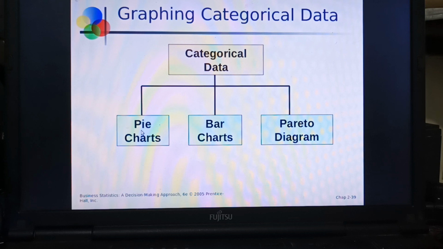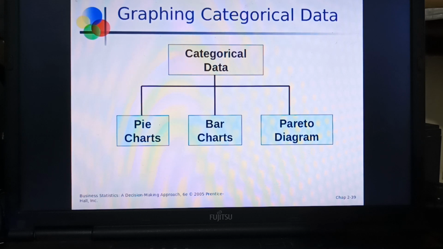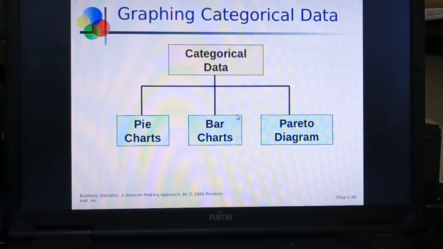Now let's talk about graphing categorical data. For categorical data, there are 3 different kinds of graphing that we could use. One is a pie chart. Another is a bar chart. We already have encountered them, but this one you may not have encountered yet, so watch out.